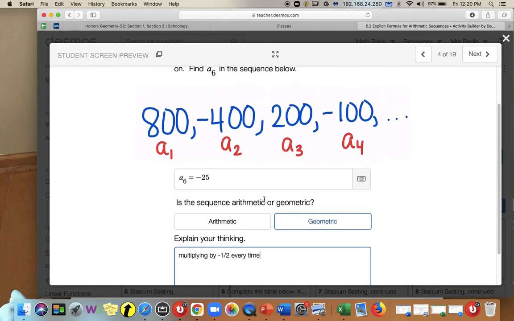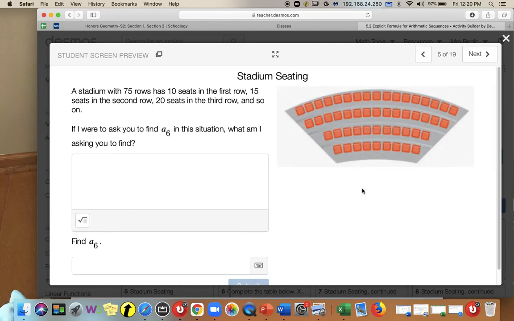Okay, another kind of hint to when you're looking at a list of numbers is if it alternates from positive to negative, it's not going to be arithmetic. It has to be geometric because a negative times a negative is a positive. So when I'm asking you, is this arithmetic or geometric, and you see positive, negative, it's going to be geometric or neither.